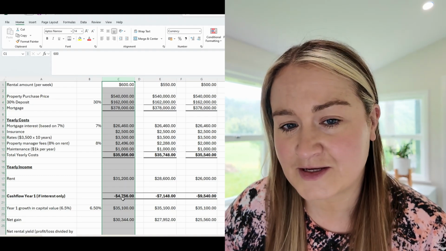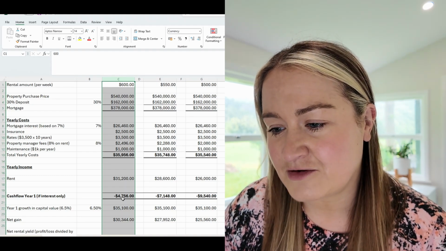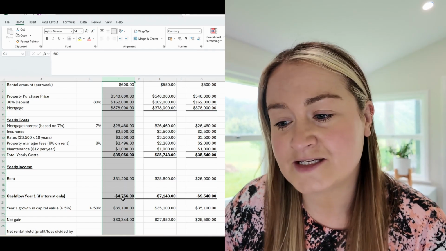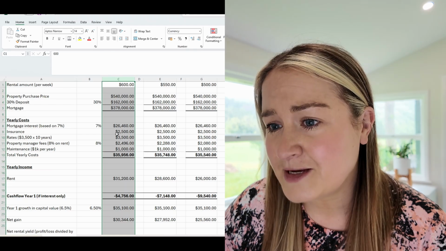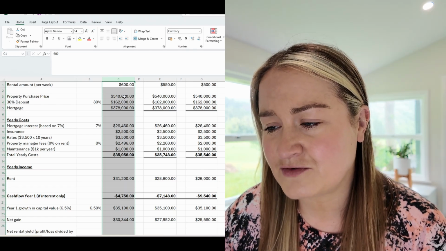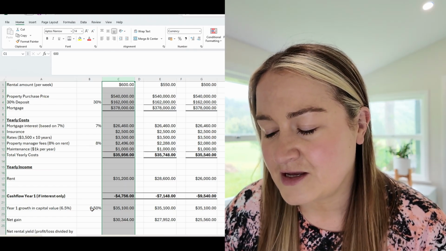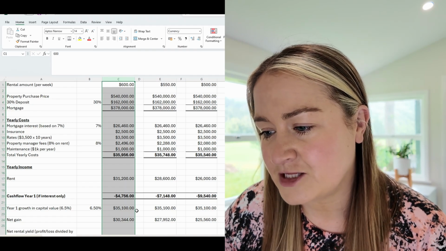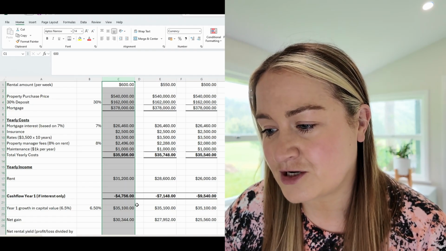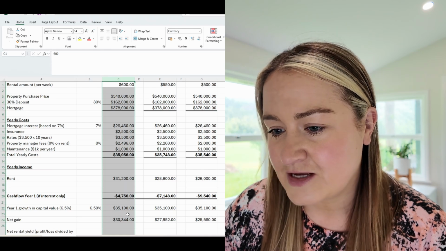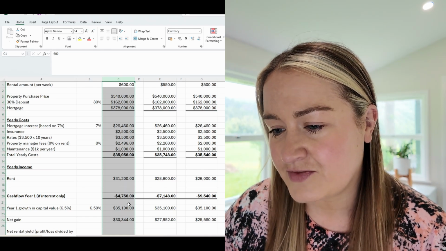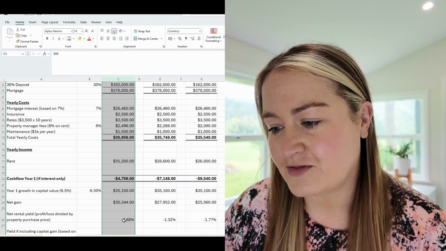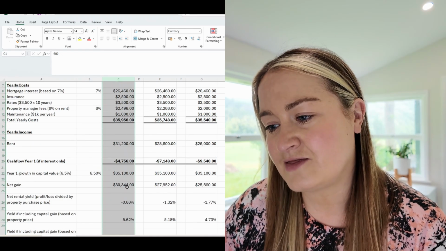Not necessarily, because the average increase in value for the Nelson region over the last 10 years has been 6.5%. So based on a purchase price of $540,000, if we get a 6.5% increase in value, it's going to increase in value in the first year by just over $35,000. If we take off that first year cash flow loss, you're going to get a net gain of just over $30,000 in the first year.